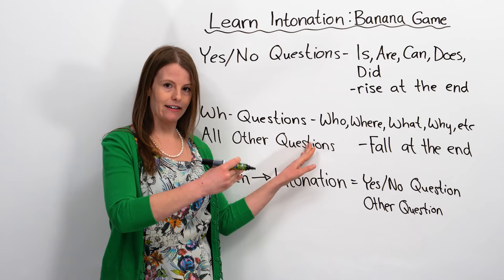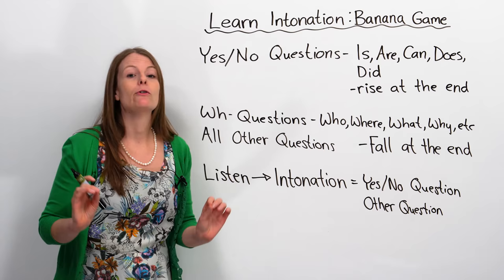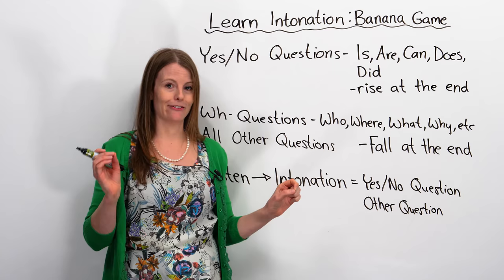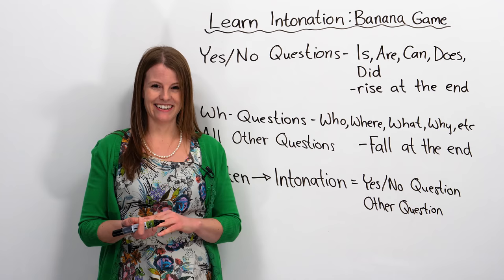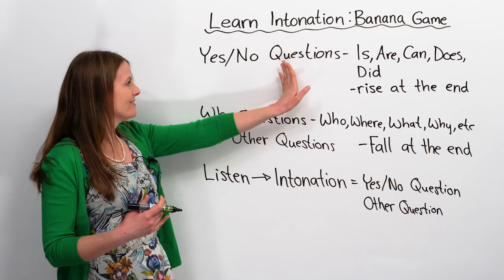Okay, so now you are going to listen to my intonation of the word banana. And you're going to tell me, am I asking you a yes-no question, or am I asking you a different type of question? Okay, so listen very carefully. Are you ready? Okay. Banana? Banana? Banana? What do you think? If you said it went up at the end, you're right. I just asked you a yes-no question without using those words.